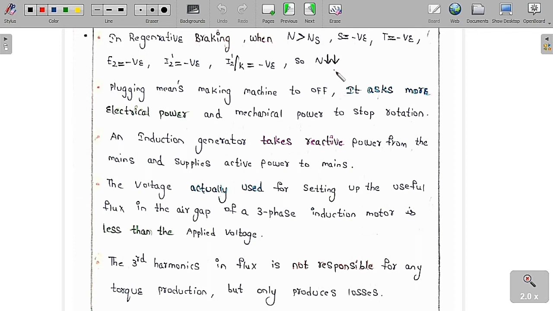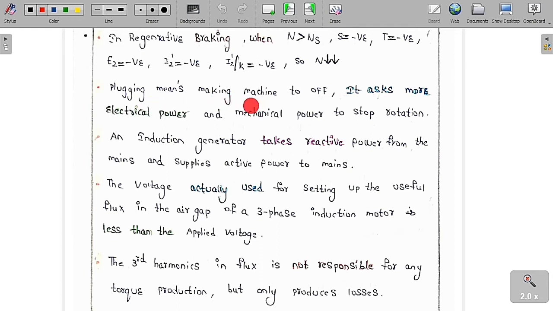It will always try to make NR less than NS, but it will never make the torque become 0. As torque is negative, it is going to oppose the further increase of speed. Torque is negative because S into it is negative, I dash is negative, and I dash by K is also negative. So the speed will decrease, but it will never become zero. With regenerative braking, it will only decrease the speed to less than NS, but it will never increase the speed more than NS.